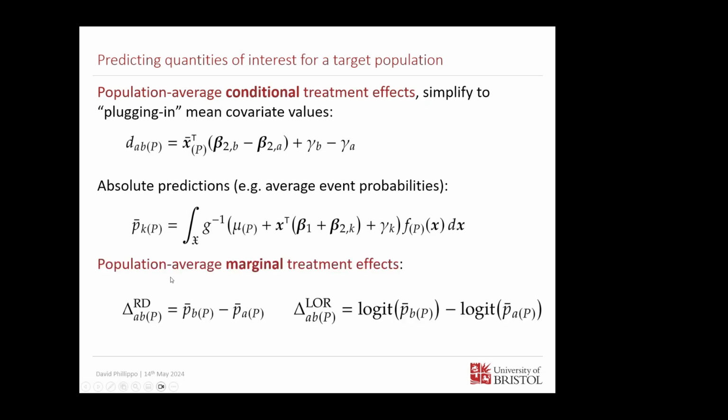And with these average event probabilities, we can produce population average marginal treatment effects. So this might be a marginal risk difference, or it might be a marginal log odds ratio, a marginal risk ratio. So these are marginal treatment effects of two treatments in the target population of interest. In a decision-making context, often we're most interested in these absolute predictions. So if we're doing cost effectiveness modeling, then we often need these absolute predictions.